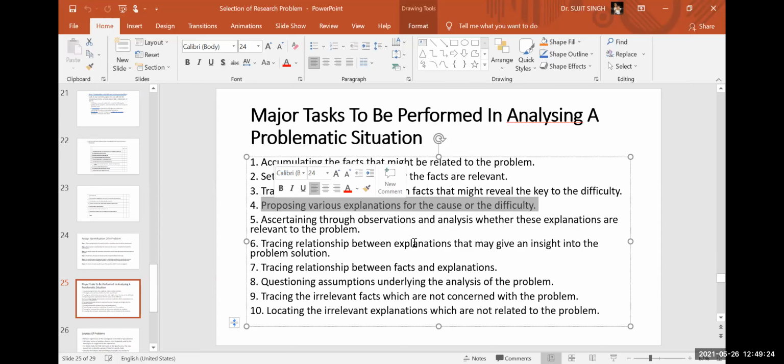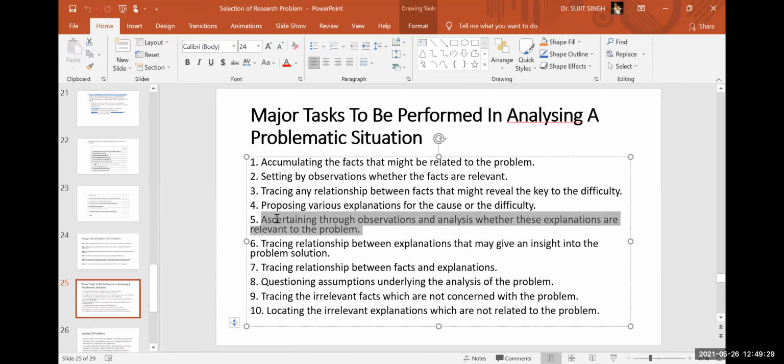Asserting through observation analysis whether these explanations are relevant to the problem. You have to be certain. You have to be confident about whatever observation analysis you are doing, and the explanation you are giving, that it is relevant to the problem. That may be about the origin or causes of the problem, or the effect of those causes in terms of the problem, or there may be a probable solution you are going to recommend on the basis of the observation.